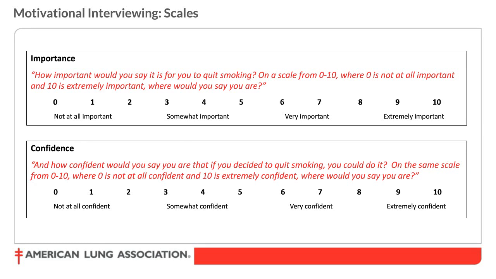Let's use the tobacco cessation importance and confidence scales as an example. Providing the participant with the two scales shown on your screen, you first want to ask the participant the two questions above and have them circle the answer on each scale. If they respond with a low answer, you can ask them why their answer was low, or if they respond with a high answer, you can ask them why they rated themselves so high.